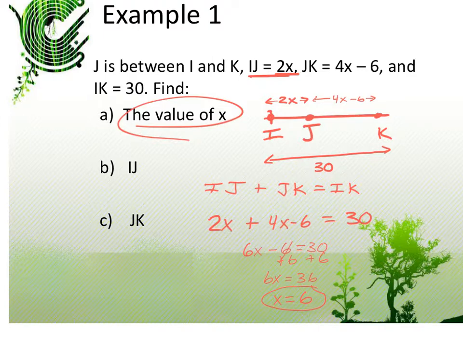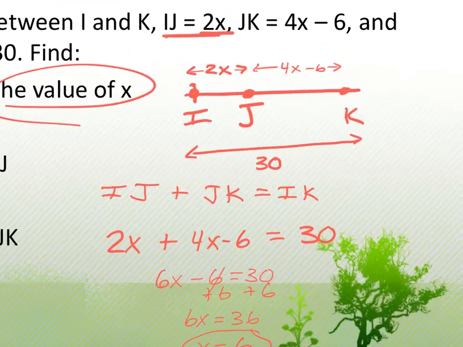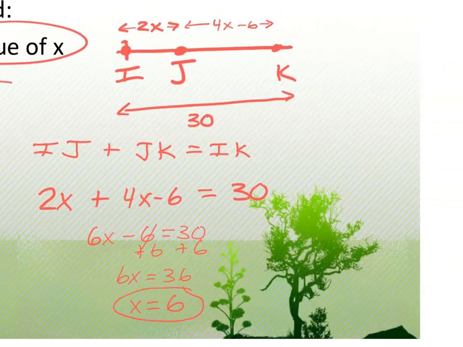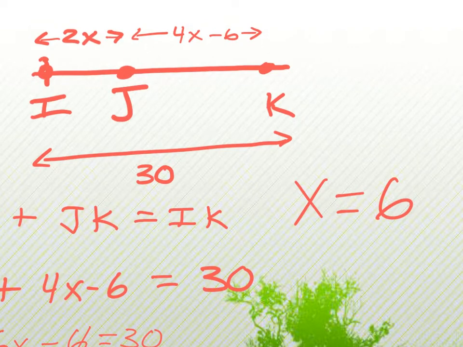Now, if I said, give me a number for exactly how long IJ is. Remember, you just told me x is equal to 6. Exactly how long is IJ? Well, you have to plug it in. To 2 times x, because IJ is 2 times x, and we know that x is 6, so how long is IJ? 12. How long is JK? 18. Yeah, it's 24 minus 6, which is 18.